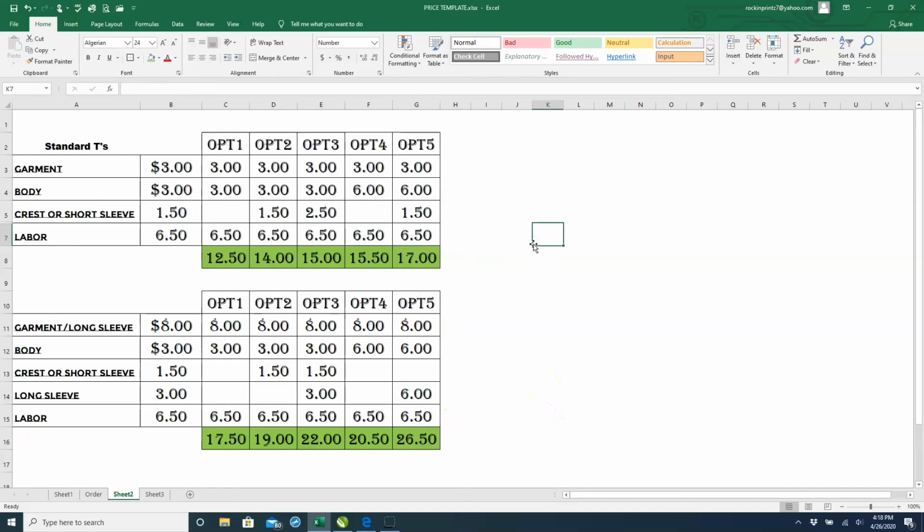Okay, so I want to say my best seller is going to be option 2, and for a long sleeve shirt my best seller is going to be option 1. Well, actually, yeah. Okay, so now everything that we've done, we want to put it into a template so it can become a visual for the customer. So I came up with this.